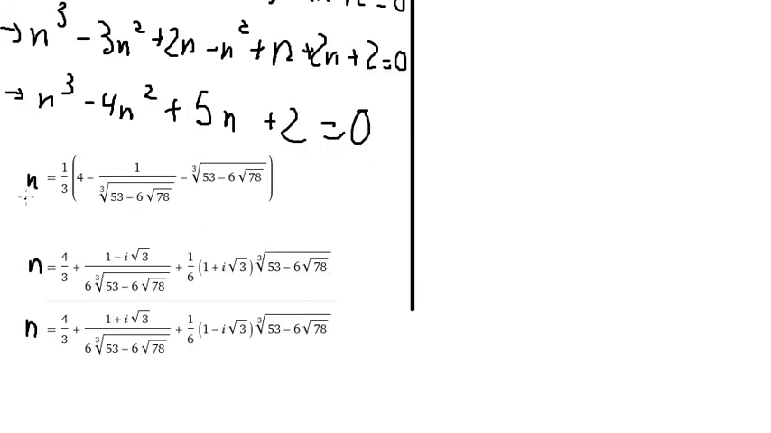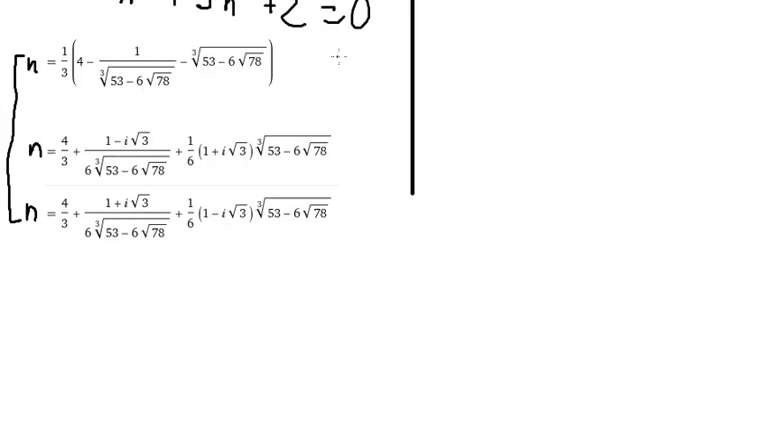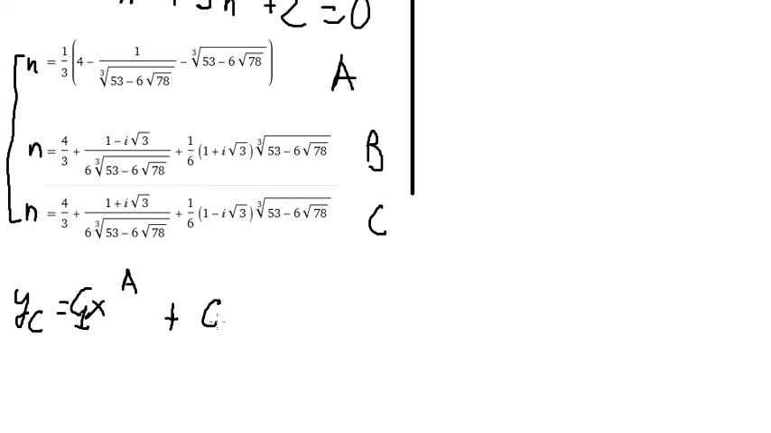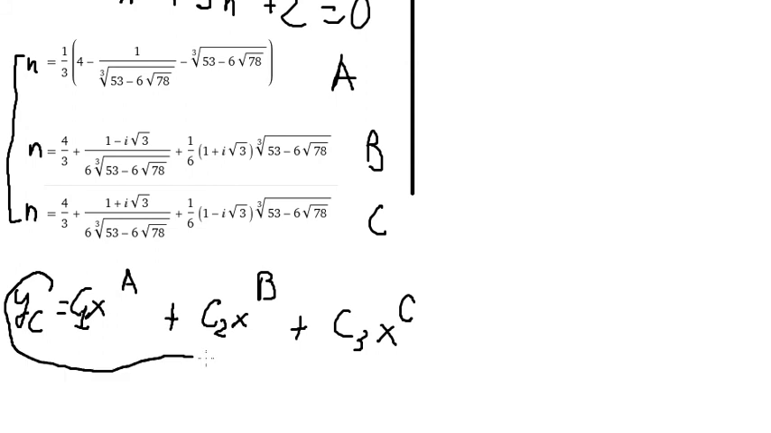After I use a calculator, the solution is not very nice, so I will call the roots capital A, capital B, and capital C. Now we get the final answer. That's s to the power of capital A, and we have C1 here, C2 s to the power of capital B, and C3 s to the power of capital C. And this is the answer for the complementary solution.